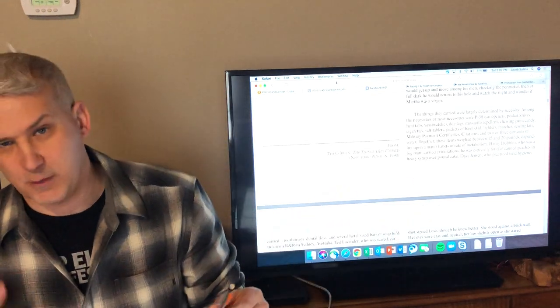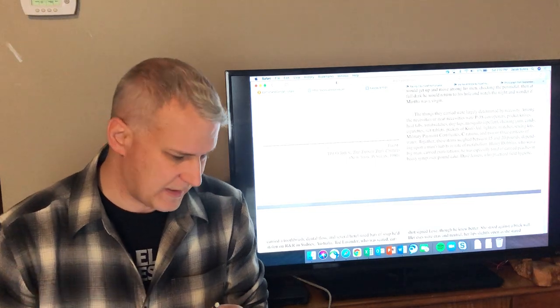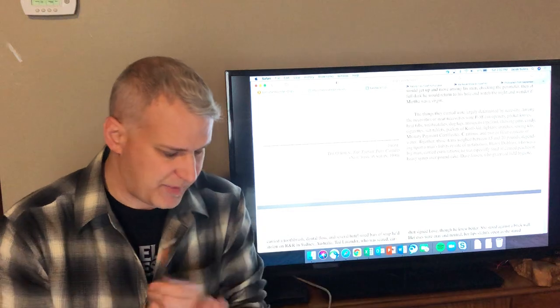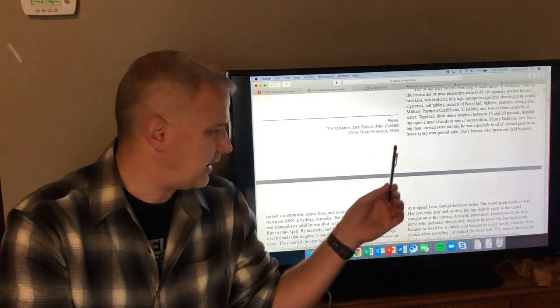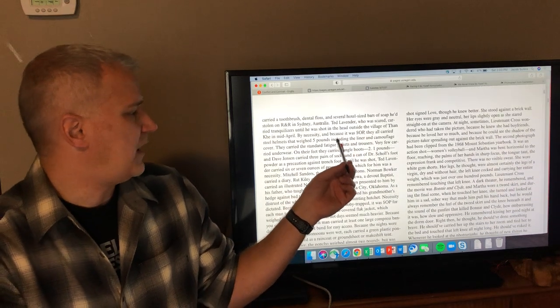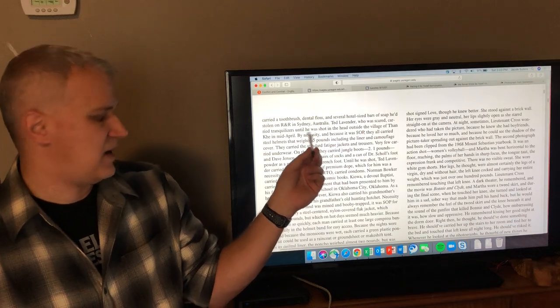Here's the first of those. And you get this several times in this story, the lists of Kool-Aid and sea rations and canteen water. Henry Dobbins, who was a big man, carried extra rations. He was especially fond of canned peaches. Somebody carries a toothbrush and dental floss. Ted Lavender, who was scared, carried tranquilizers until he was shot outside the village of Tonkay in mid-April.